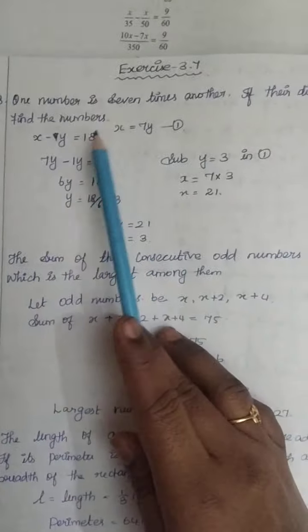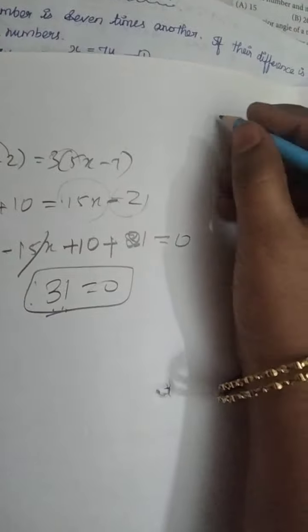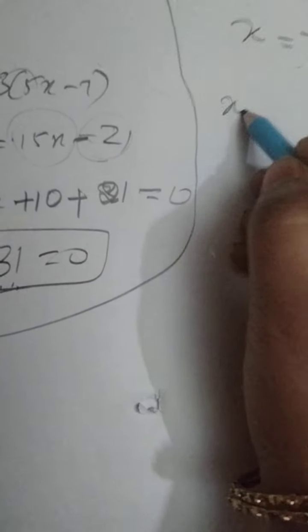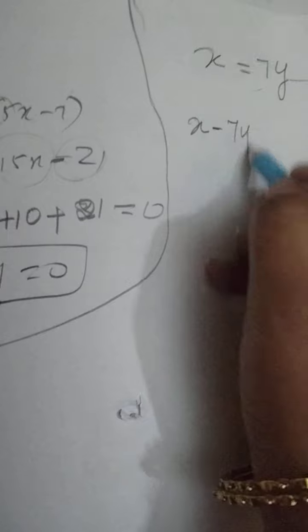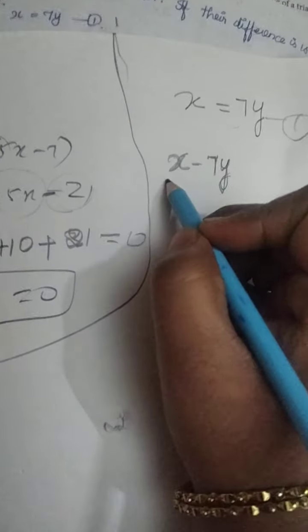See, listen, we have already seen that one number is 7 times the other. So let the number be x. Okay, for the other number you have to take another alphabetic letter. So x is equal to 7y. You are going to take x is equal to 7y as the first equation. Then if their difference is 18, it means x minus y.